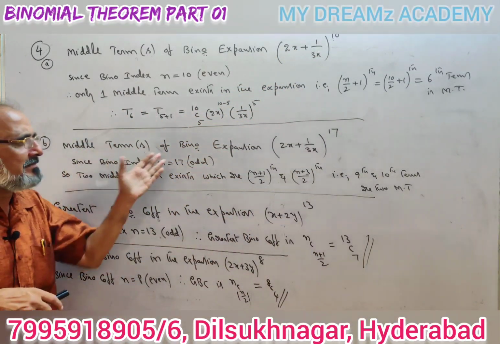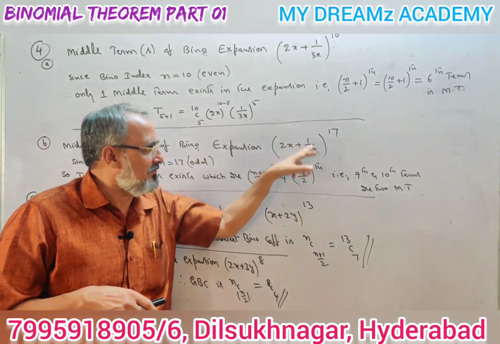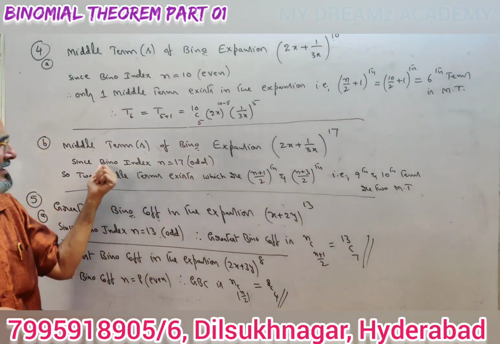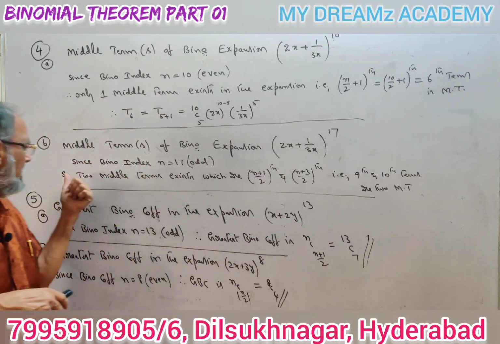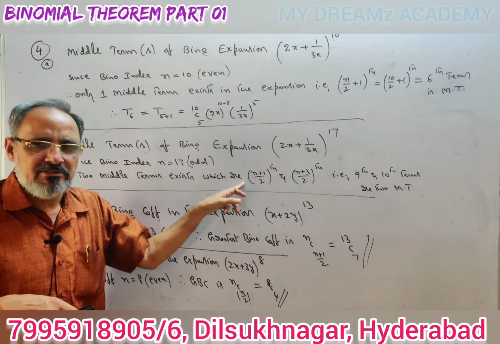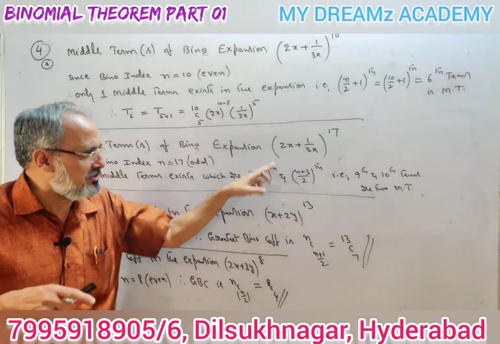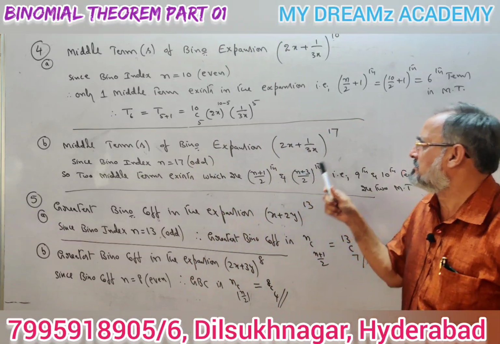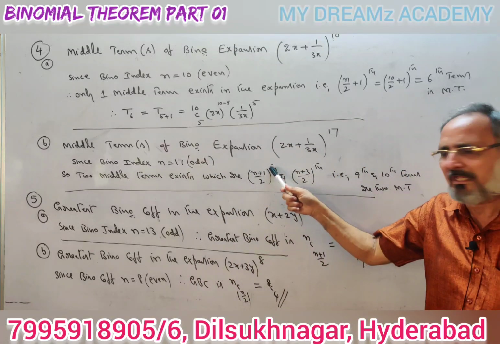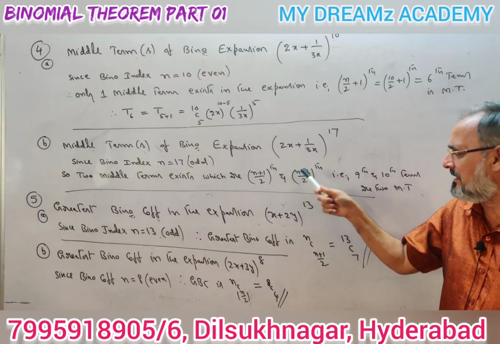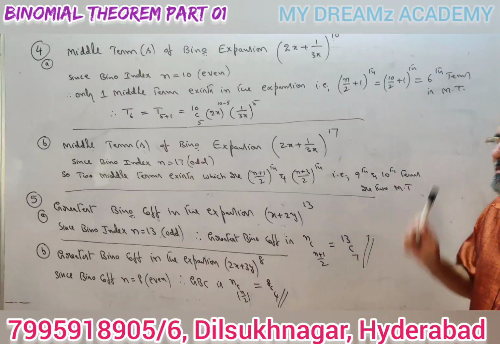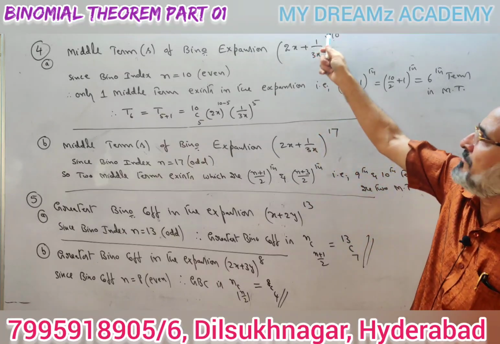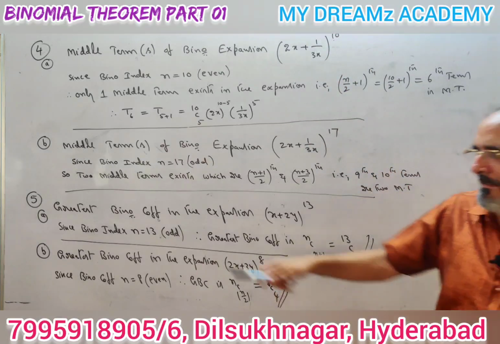Next, the middle term of the binomial expansion (2x + 1/(3x))^17. 17 is the binomial index, which is an odd number. So two middle terms exist, which are the (n+1)/2 th term and the (n+3)/2 th term. Therefore n is 17. So 17 plus 1 is 18, by 2 is the 9th term. 17 plus 3 is 20, by 2, that is the 10th term. So two middle terms exist whenever the index is an odd number. Whenever the index is even, only one middle term will be coming.